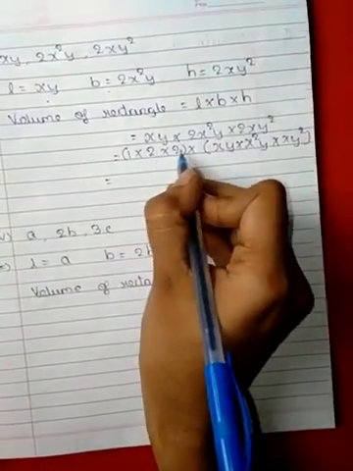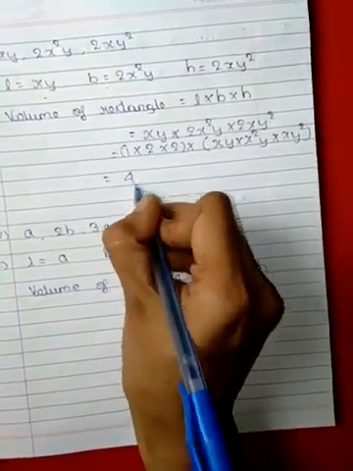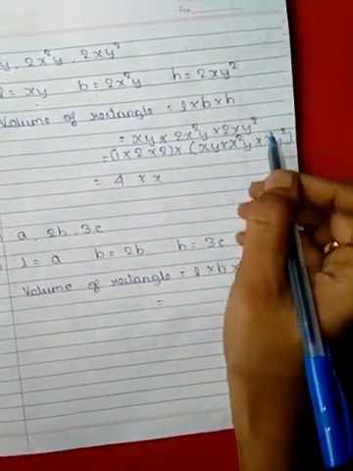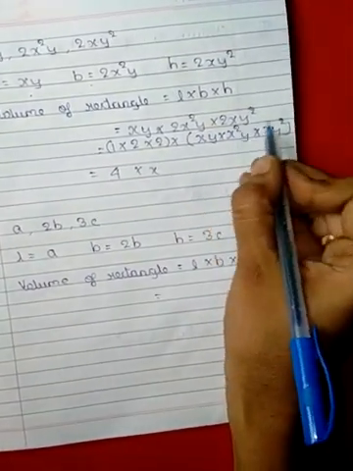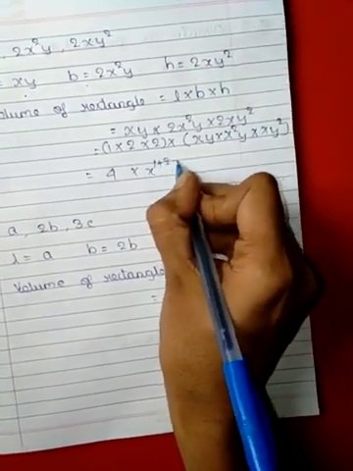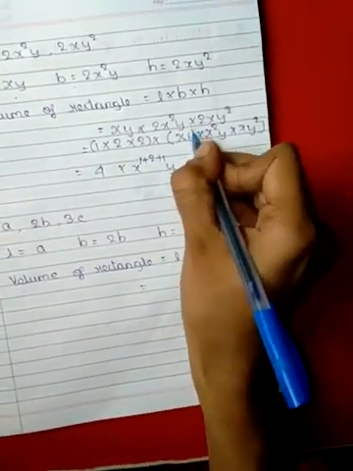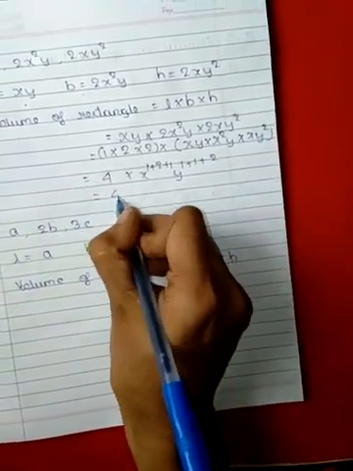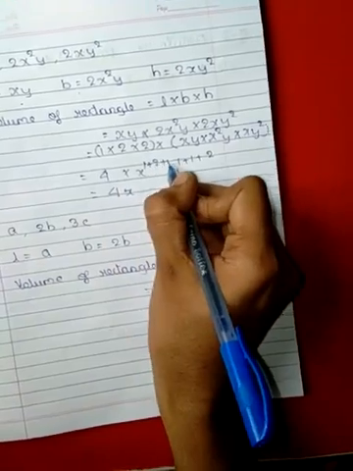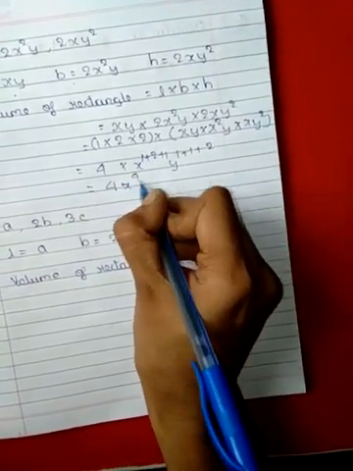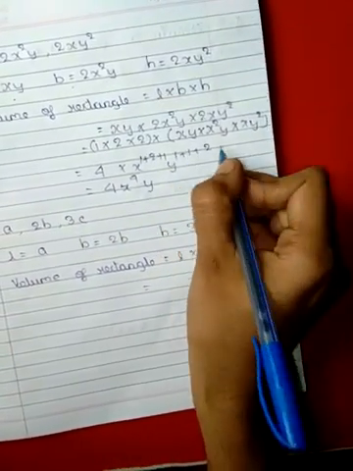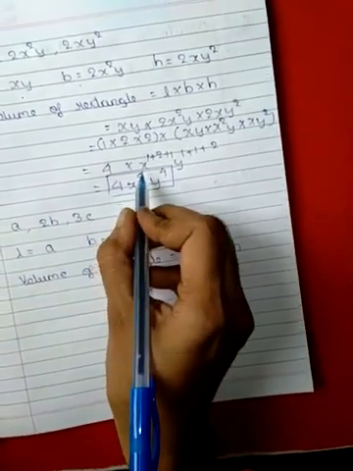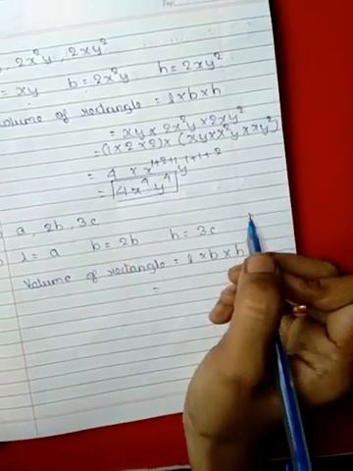So now 2 multiplied by 2 multiplied by 1 is 4, multiplied by, we will take the common variables and add their powers. For x it is 1 plus 2 plus 1, and for y it is 1 plus 1 plus 2. So the answer is 4x raised to 2 plus 1 plus 1, that is 4, and y raised to 1 plus 1 plus 2, that is 4. The answer is 4x raised to 4 y raised to 4.